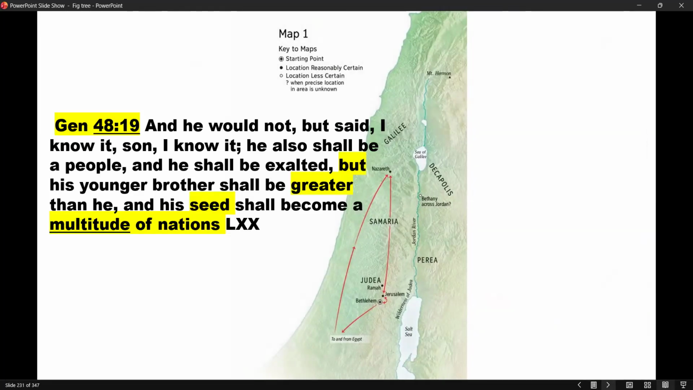Now, let's look at this because this was at the blessing with Ephraim and Manasseh. And he would not, but said, "I know it, son, I know it. He shall be a people and he shall be exalted, but his younger brother shall be greater. Then he and his seed shall become a multitude of nations." Right? So we're going to also look at Jeremiah 30:17 through 18 for restoration.